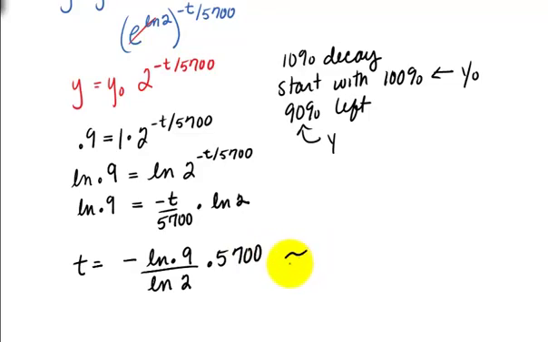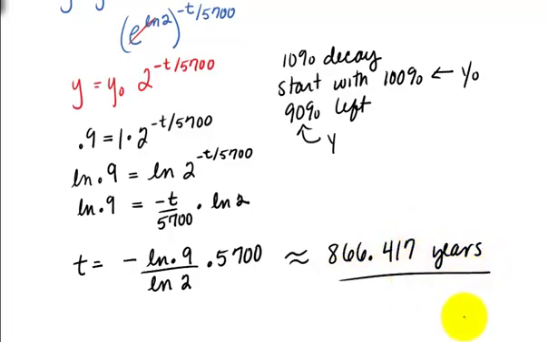And at this point, you need a calculator to get a decimal approximation. So go ahead and put that in your calculator. When you do, you should end up with 866.417 years, which means our sample is that old. That's how long it takes for just 10% of the substance to decay.